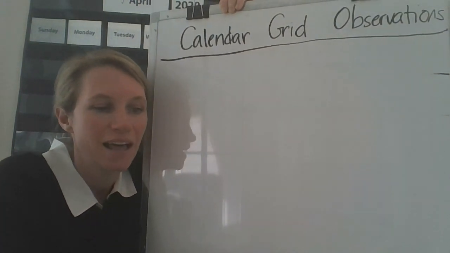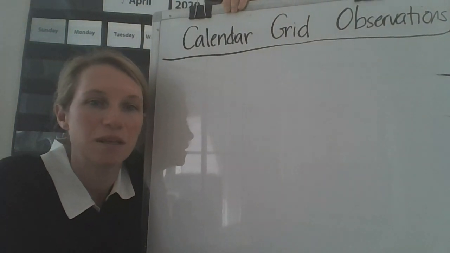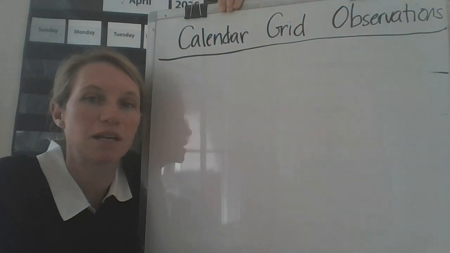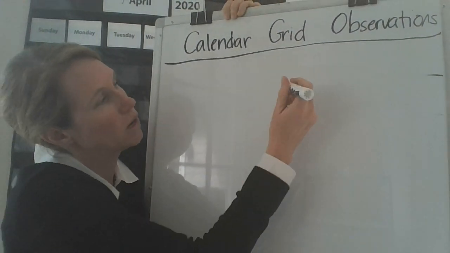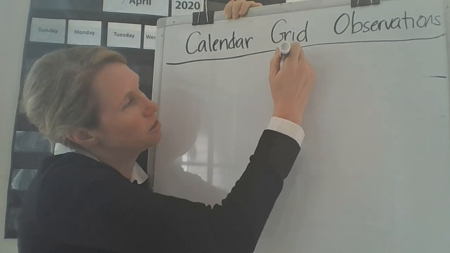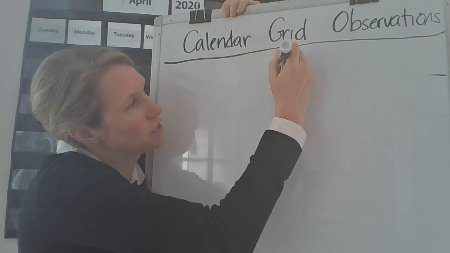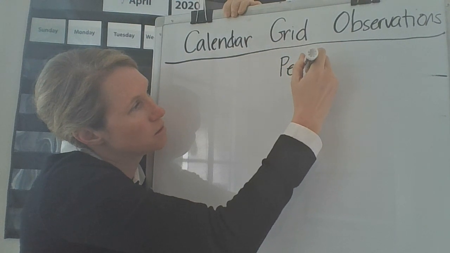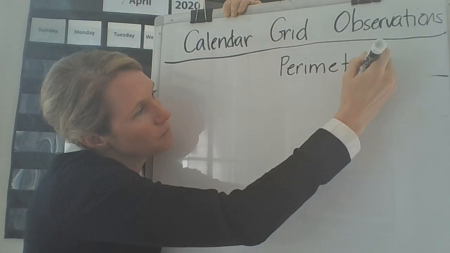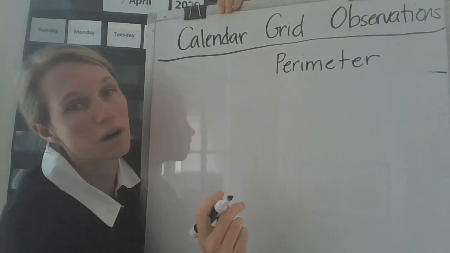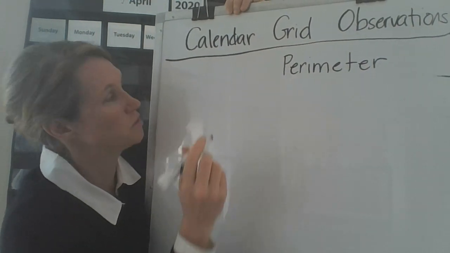Okay. Next thing we're going to do is write the word perimeter, but we're going to write it in a really specific place. Watch. Going to write the word perimeter underneath the words grid and observations. And we're going to underline that as well.